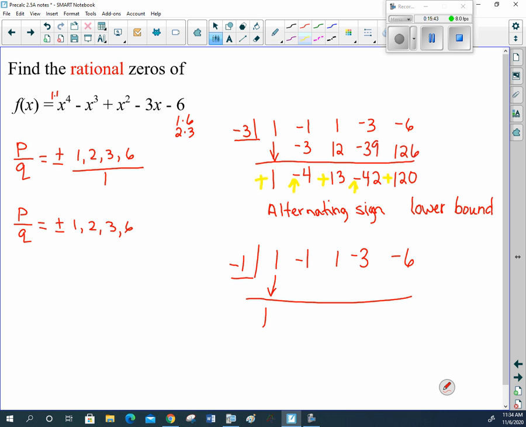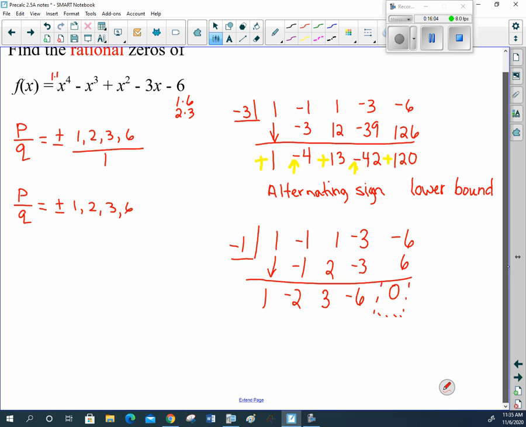So negative 1 times 1 is negative 1. That'll be negative 2. So positive 2. That'll be 3. Negative 3. Negative 6. And then we got positive 6. And then a 0. Yes. Okay, so one of our answers is negative 1.